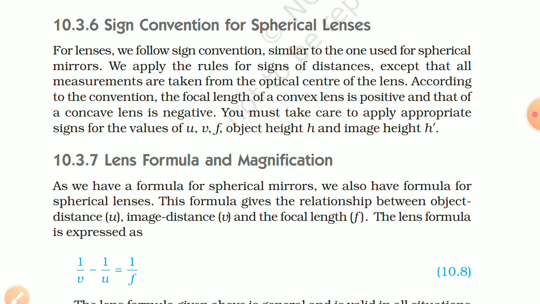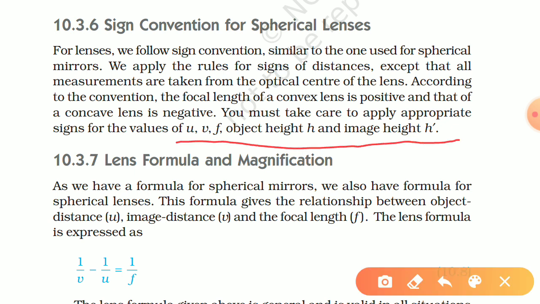You must take care to apply appropriate signs for the values of u, v, f, object height h, and image height h dash. These are all similar to our mirrors: if your object is at the left side, then it will be minus. If it is at the right side, it will be plus. If your image is at the left side, then it will be minus, and if your image is at the right side, then it will be plus. In the same way, if your height is in the upward direction, then it will be positive, and if your image height is in the downward direction, then it will be negative.